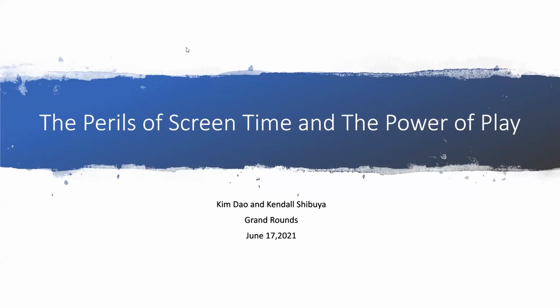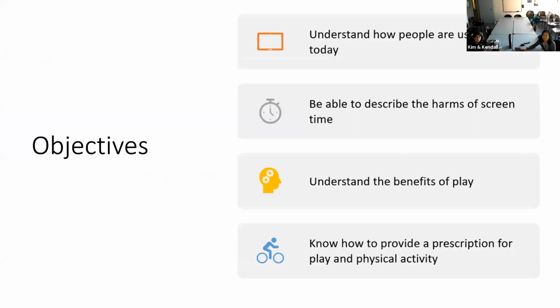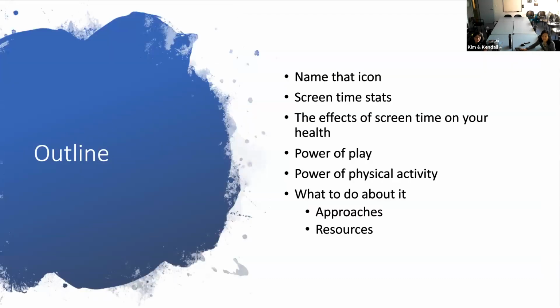Awesome. All right. So we will be presenting on the perils of screen time and the power of play. Our objectives today will be to understand how people are using screens today, be able to describe the harms of screen time, understand the benefits of play, and then know how to provide a prescription for play and physical activity. This is our outline. We're going to be starting with a game called Name That Icon. We'll talk about some statistics about screen time and the effects of it on our health. And then Kendall will switch gears to the power of play and physical activity, and then how to approach this.